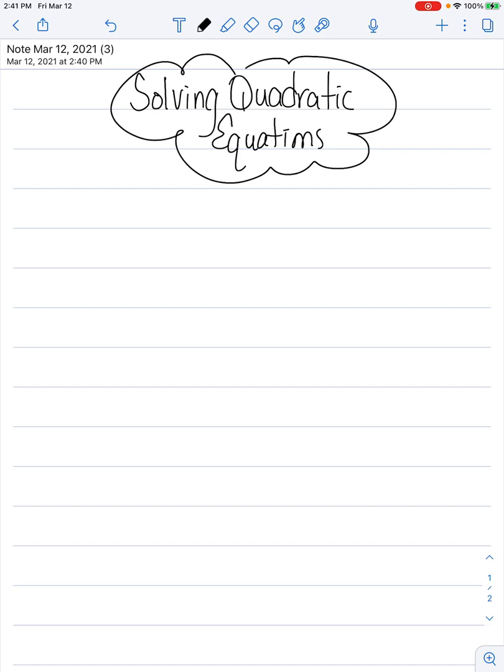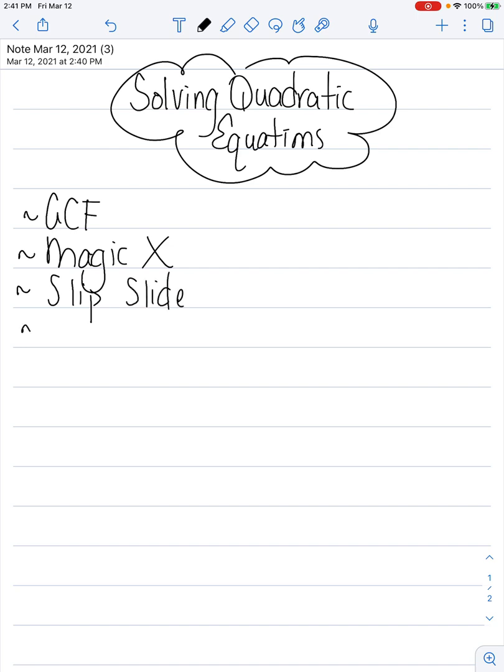Before we do that, I want to refresh your memory on how we factored polynomials last week. So remember, we could factor out a greatest common factor. We could use magic X. And if we had to, we could move on to use slip and slide. And if we had a difference of squares, we could just use the square root strategy. So now we're going to move over and use this to solve quadratic equations.